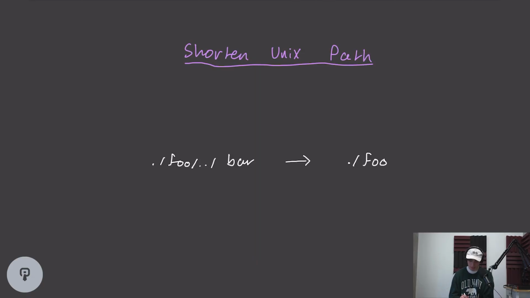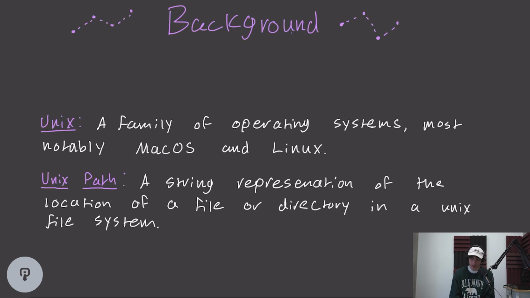So in this video, we're going to be going over the shortened Unix path problem. We're going to be given a valid Unix path that may not be the shortest possible Unix path, and we're going to have to translate it to the shortest possible Unix path from that. So really quickly, Unix is a family of operating systems.